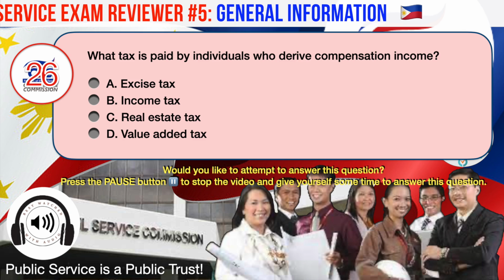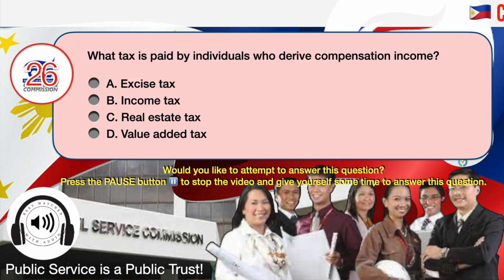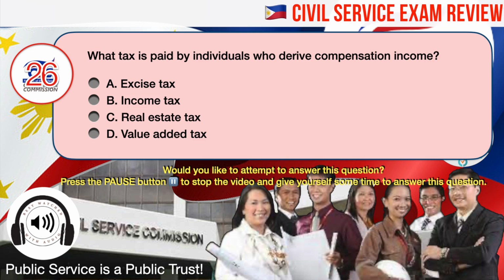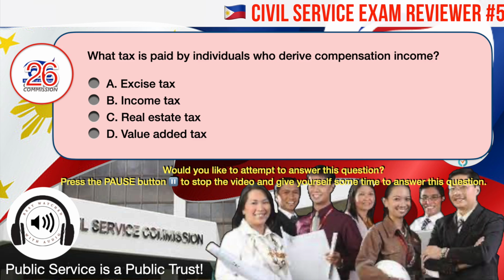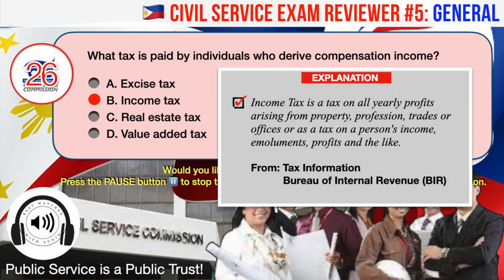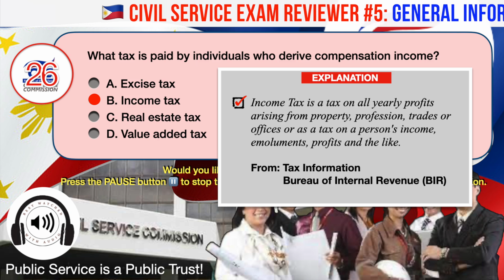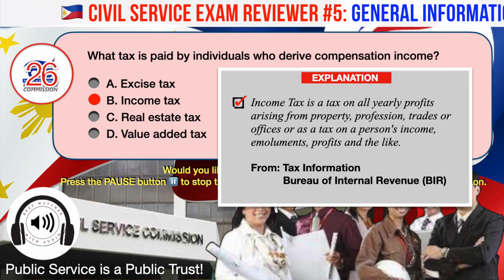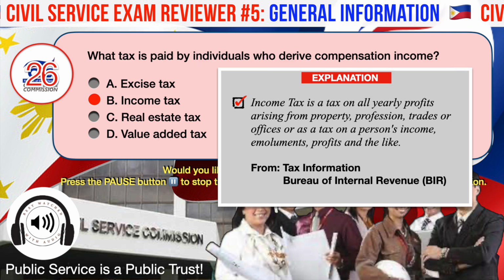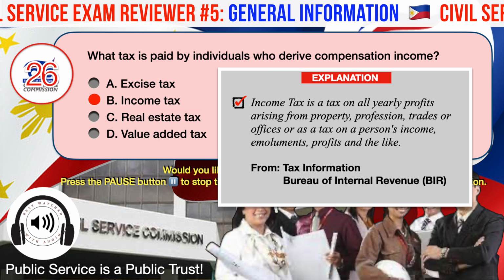Question number 26. What tax is paid by individuals who derive compensation income? A. Excise tax. B. Income tax. C. Real estate tax. D. Value-added tax. The correct answer is B. Income tax. As defined by the Bureau of Internal Revenue, income tax is a tax on all yearly profits arising from property, profession, trades or offices, or as a tax on a person's income, emoluments, profits and the like.